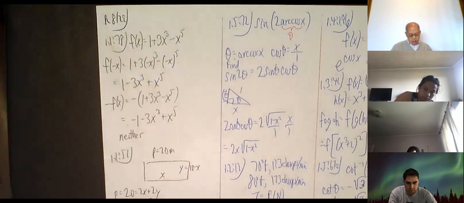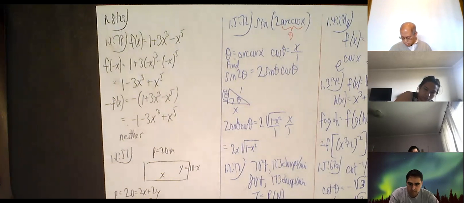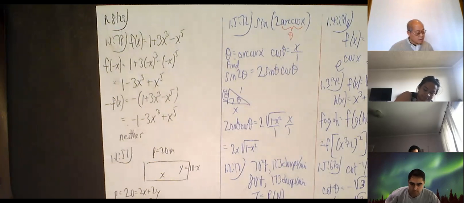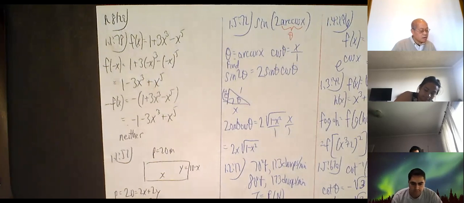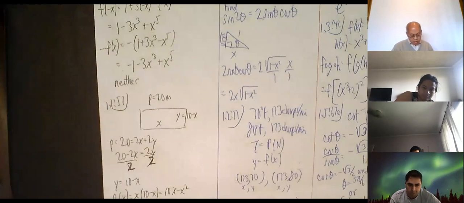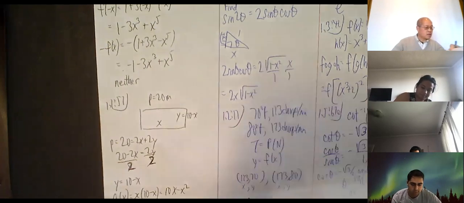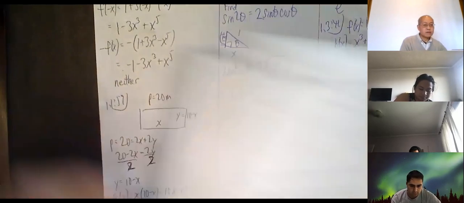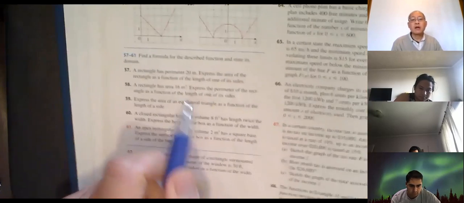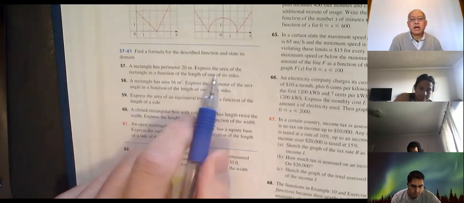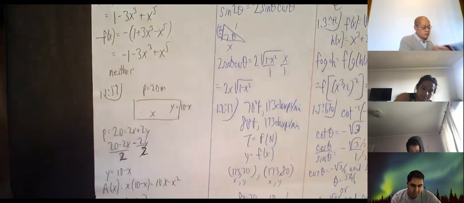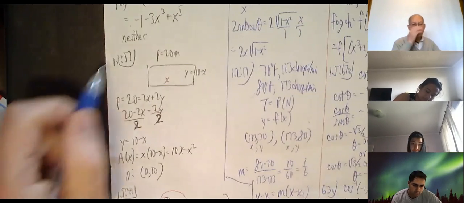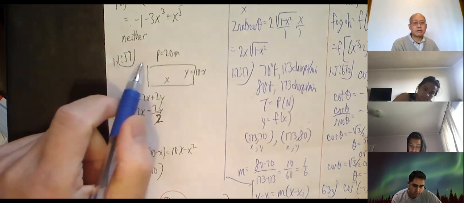Somebody asked for 1.157. A rectangle has a perimeter of 20 meters. Express the area of the rectangle as a function of the length of one of its sides. Page 22. So here's the picture. They give me a rectangle and they tell me the perimeter is 20.